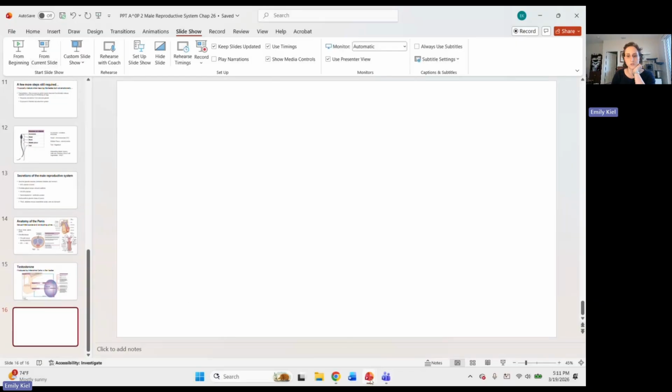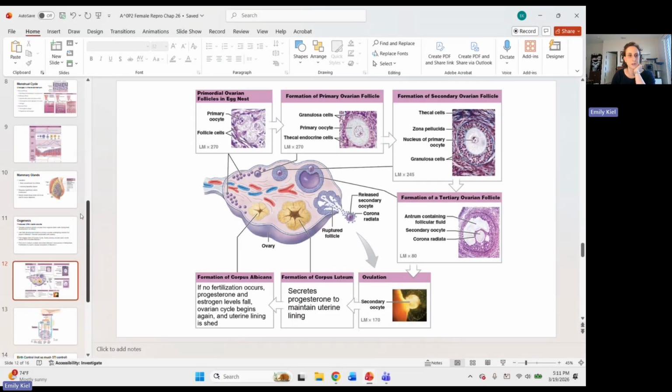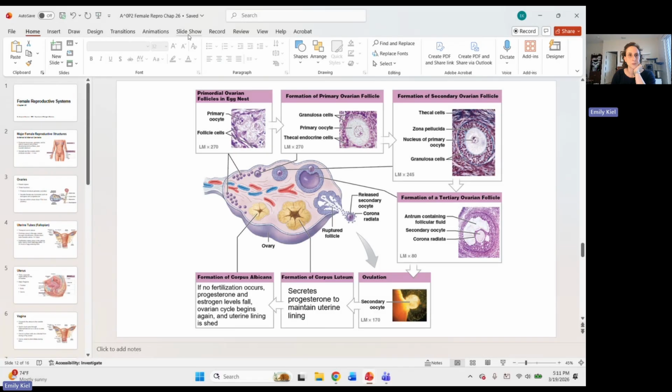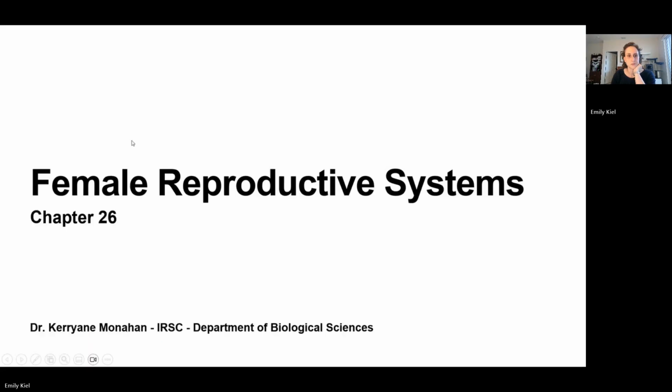So this is the end of the male reproductive system. Let's take a quick switcheroo and look at the female reproductive system. And this is from chapter 26.